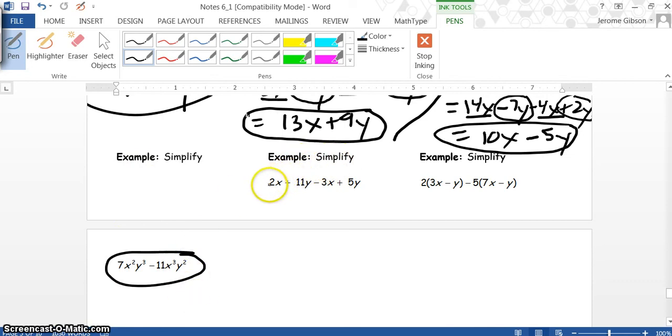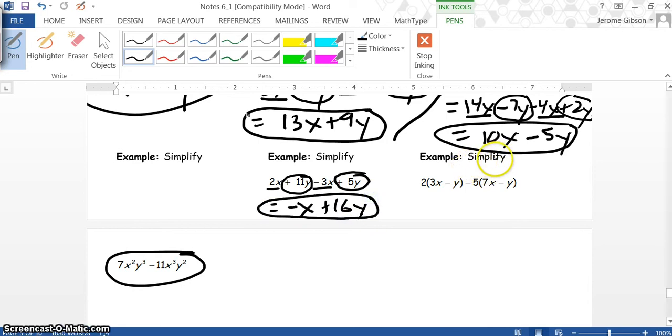So now we have this example. It says simplify. We have 2x plus 11y minus 3x plus 5y. We have like terms here. 2x minus 3x will give us a negative x. 11y plus 5y will give us 16y. And that is the final answer.